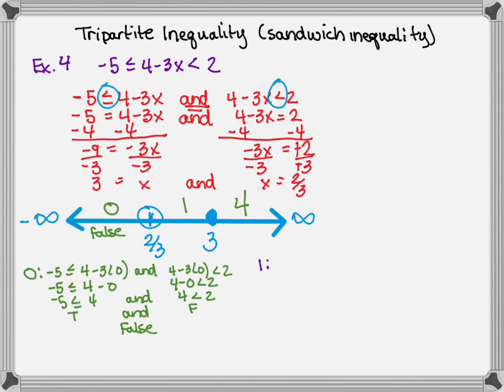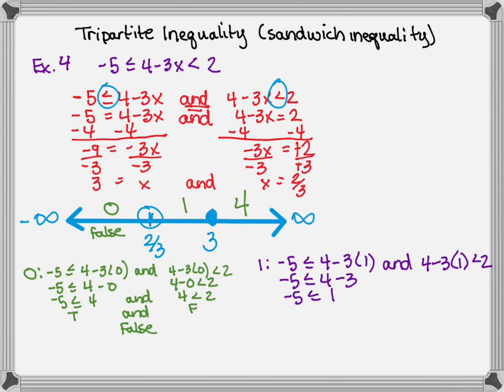Let's test the 1. Substituting in, I have -5 less than or equal to 4 minus 3 times 1, and 4 minus 3 times 1 less than 2. -5 less than or equal to 4 minus 3, which becomes -5 less than or equal to 1. That is true. The second one becomes 4 minus 3 less than 2, which becomes 1 less than 2. And that second one is also true. So both of these are true. So that and statement is true. So I will mark this middle interval as true.